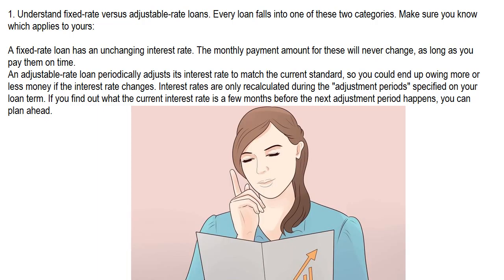Interest rates are only recalculated during the adjustment periods specified on your loan term. If you find out what the current interest rate is a few months before the next adjustment period happens, you can plan ahead.